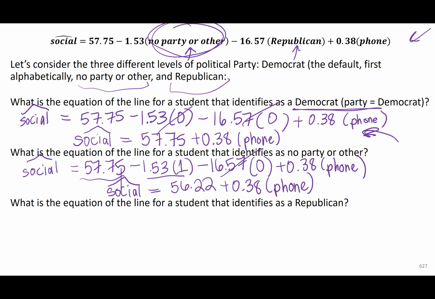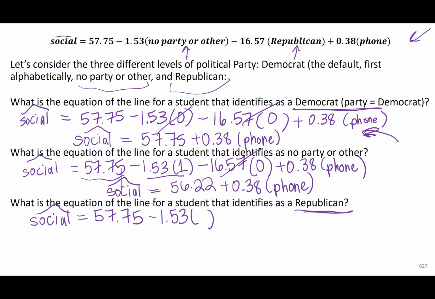So there you are. And I can repeat this if they are Republicans. So still going to be social with a hat. You always want to have your hat there. We're going to jump on it the second there isn't a hat, because the hat means we're predicting this using sample information. So minus 1.53 times, here, only put a 1 if they're no party. If they're Republican, this isn't true, so we'll put in a 0.